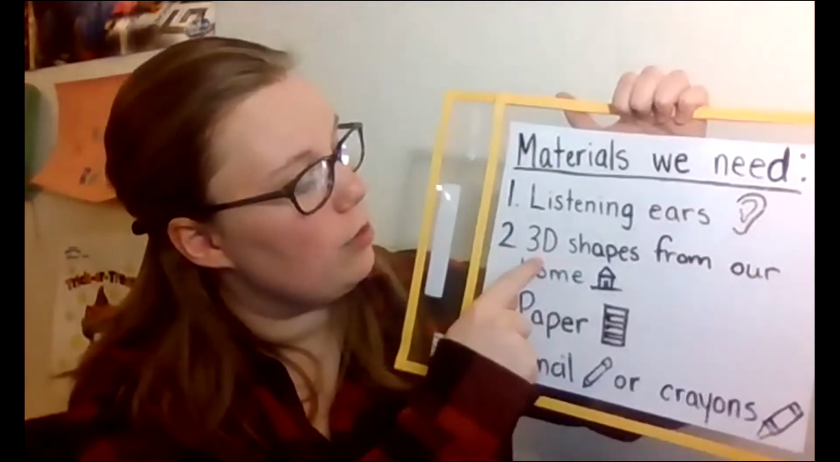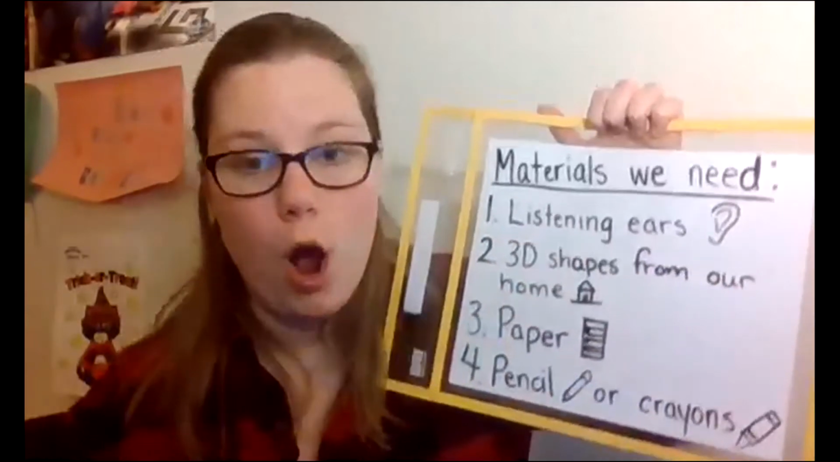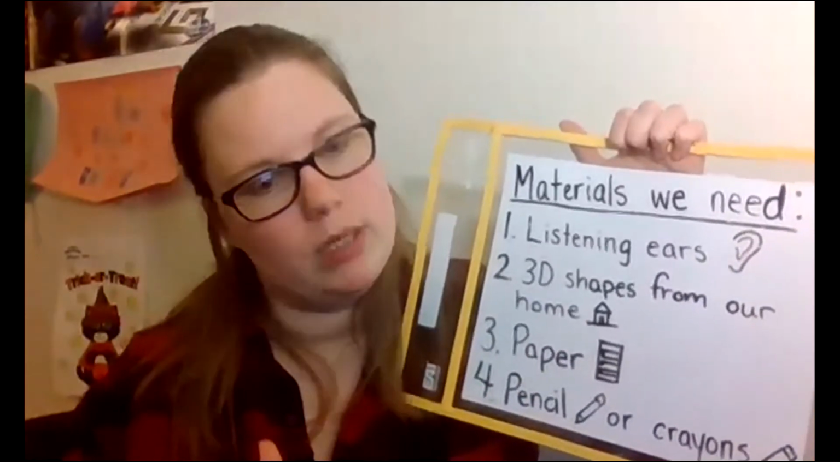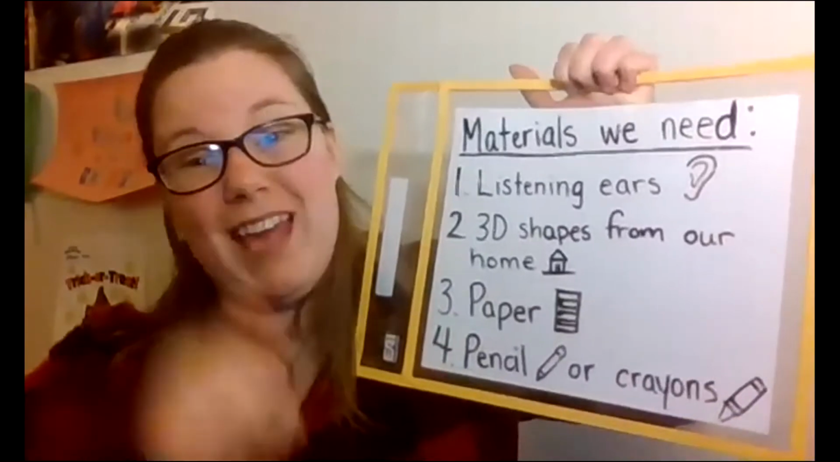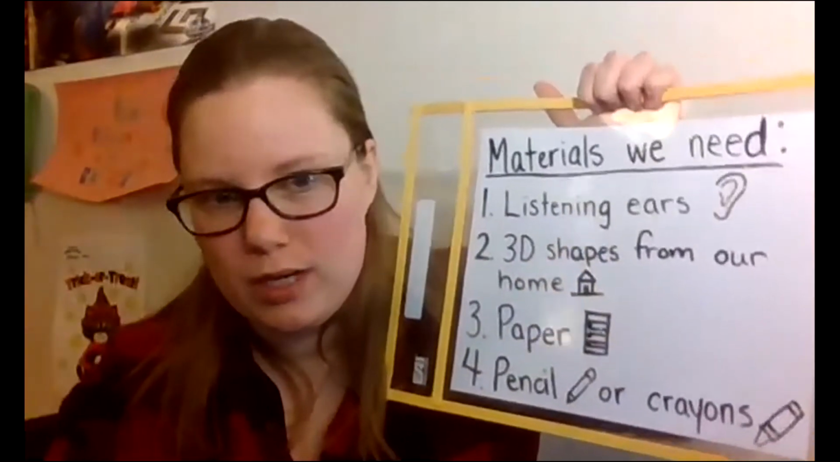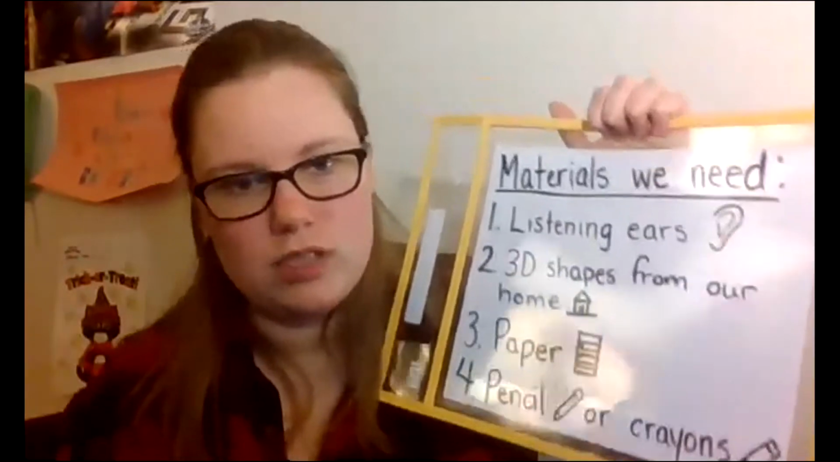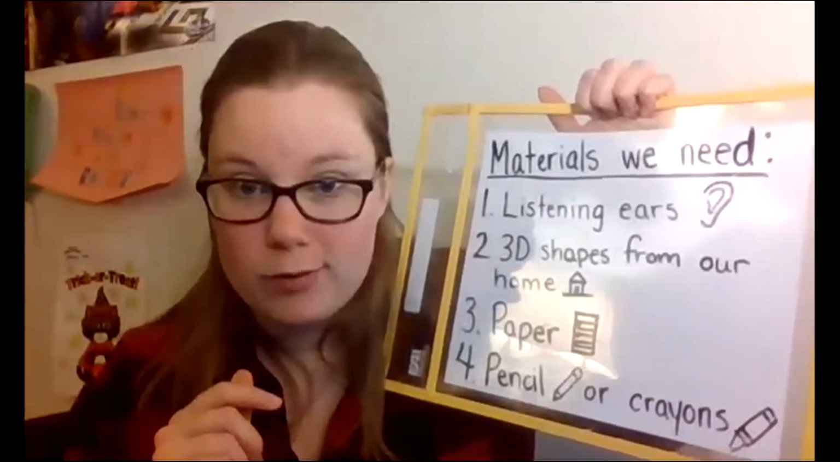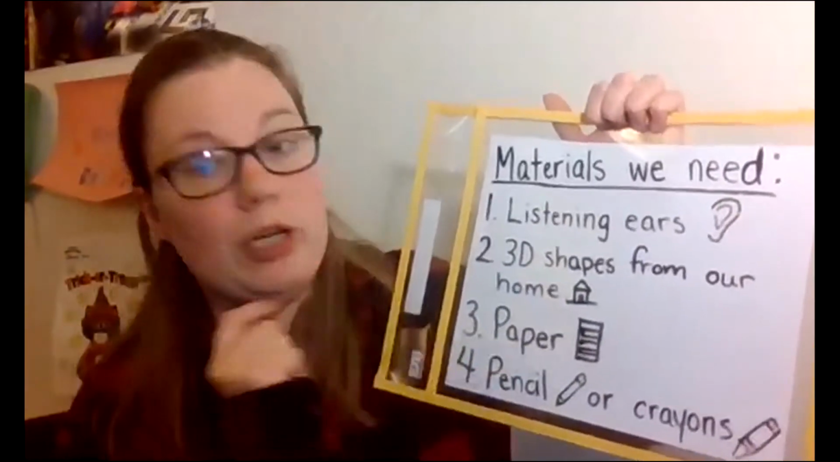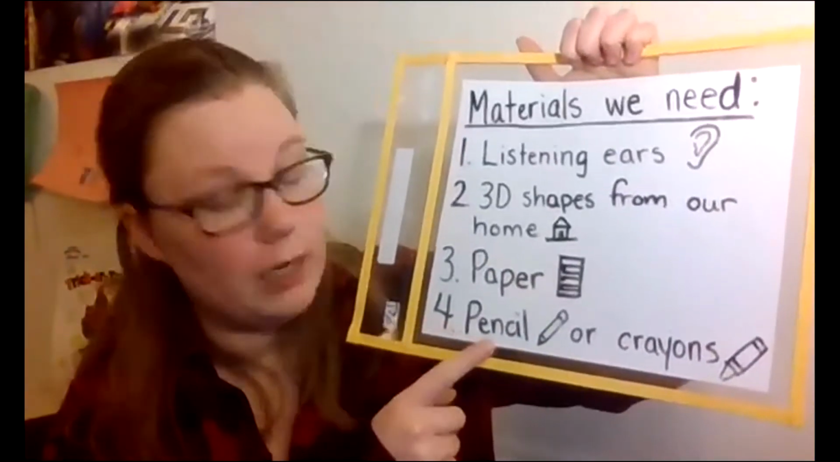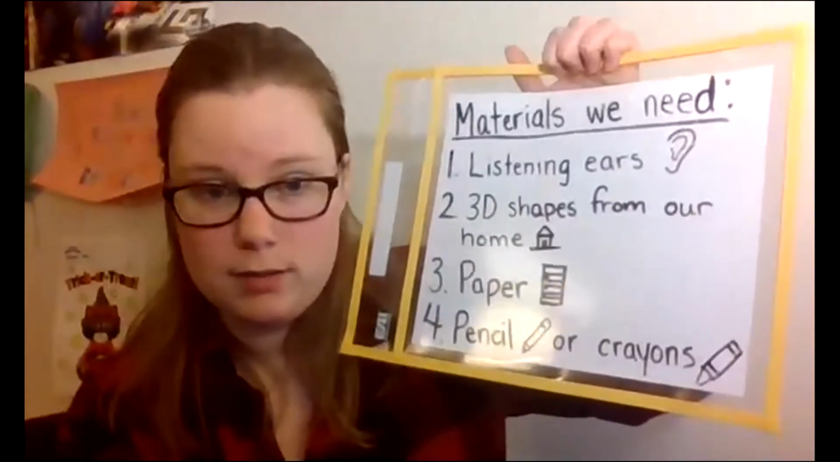Number two, we're going to need 3D shapes from our home. So not right now, we don't need to find any 3D shapes yet, but at the end of the lesson for our treasure hunt, you guys are going to need to use your minds and use those eagle eyes to look for different 3D shapes around our house, okay? Number three, you're going to need paper. And number four, you're going to need pencil or crayons. All right, so if you don't have paper or pencils or crayons, go ahead and pause this video, grab your stuff, bring it back, and then start the video back.